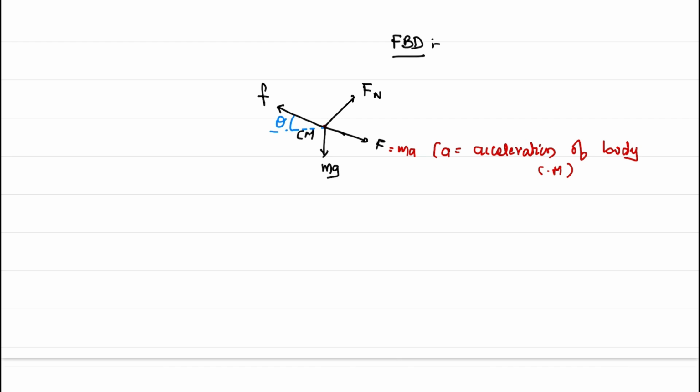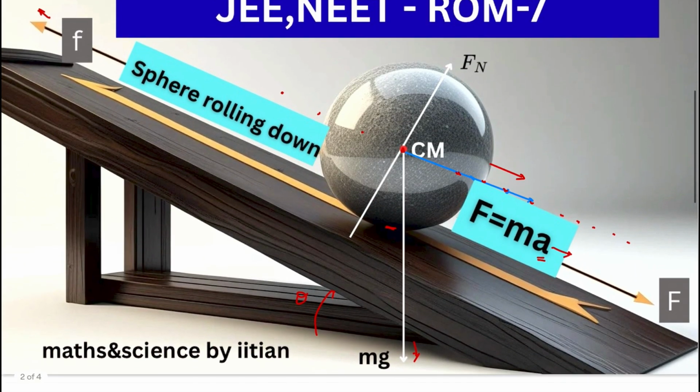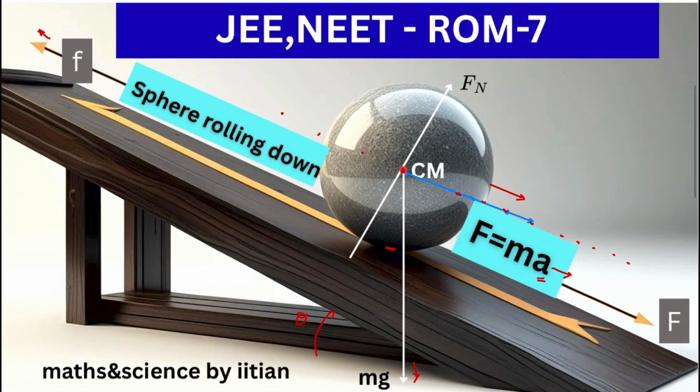When this point is moving in this direction, then in the direction of F, what is it? This is A. And we should not forget another thing: whenever you are doing the analysis of inclined planes, don't take this as the y and don't take this as the x. Don't do this.